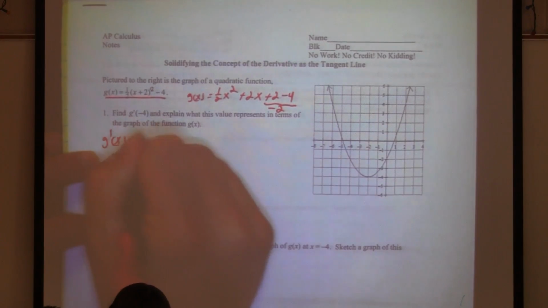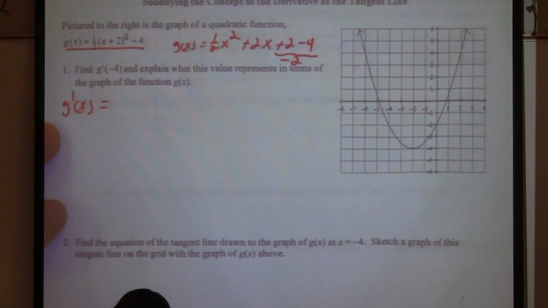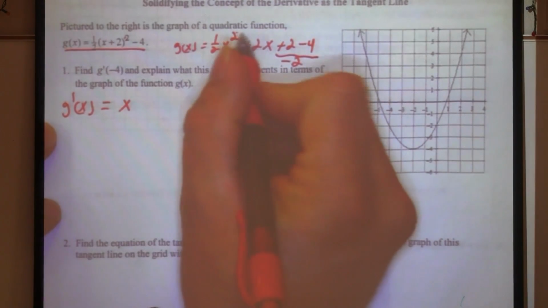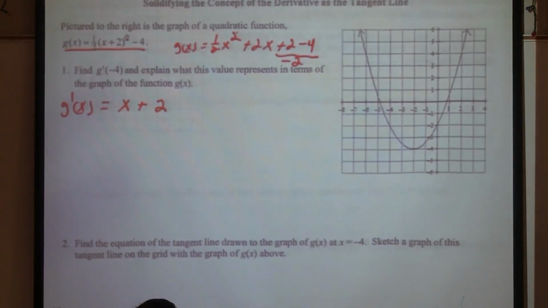Yes, because it's in polynomial form. So what will be my derivative? 2x, times half is 1. So that's x, take away 1 is 1. Plus what? Plus 2.